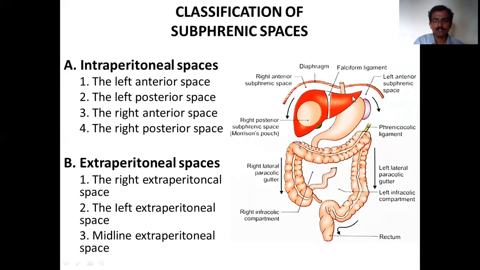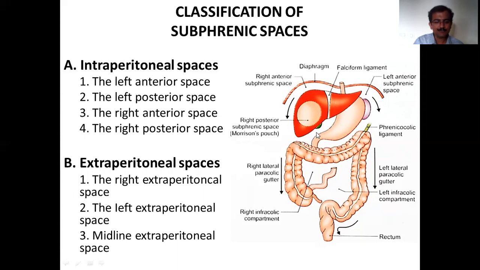The first one, here you can see on the left side, is the left anterior subphrenic space, and just behind the liver will be the left posterior subphrenic space. On the right side again, in front of the liver is the right anterior subphrenic space, and behind the liver is the right posterior subphrenic space, which is also called Morrison's pouch, which is of great relevance clinically. We will study that space later in detail.